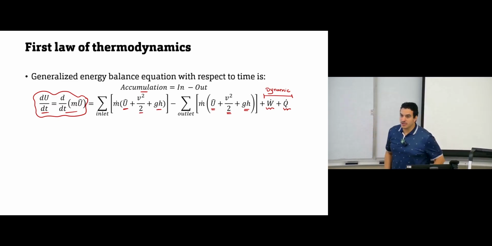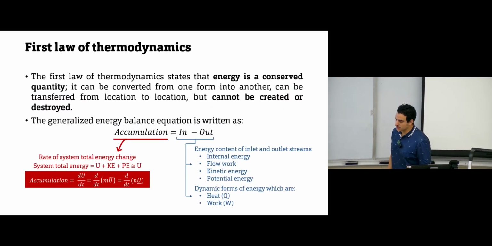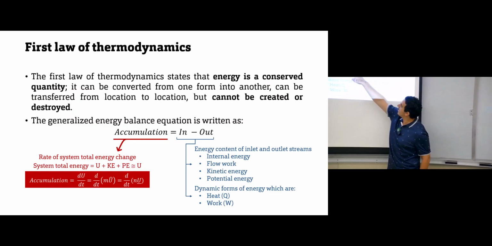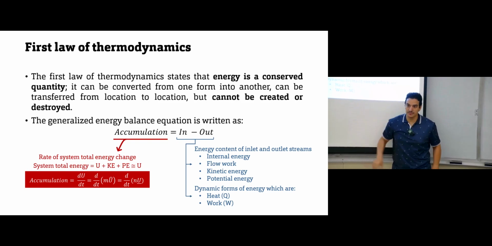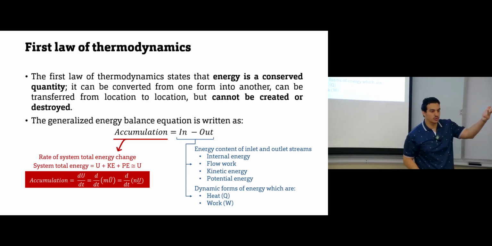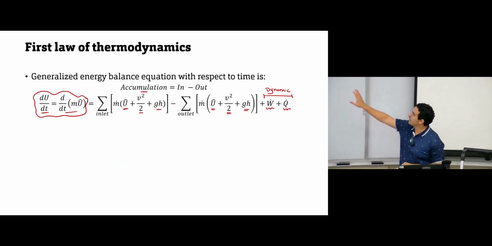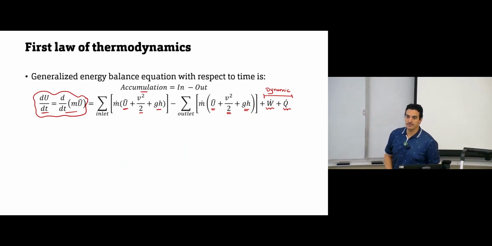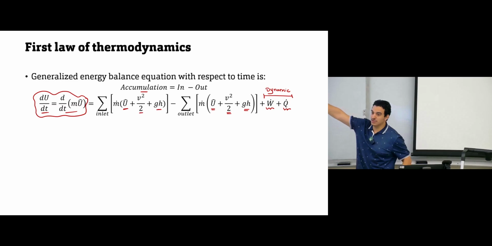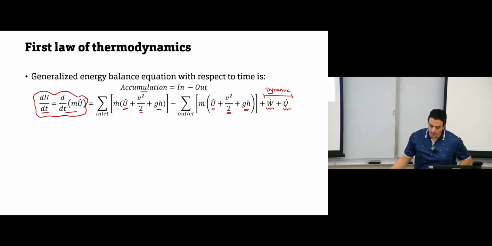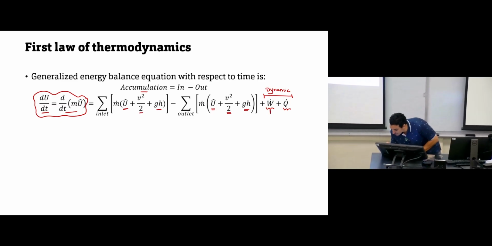We are missing one thing here. If you remember, let's get back to this slide. For the inlet and outlet streams, we have four terms we should consider: internal, kinetic, potential, flow work, correct? Here, if we get back to this equation, for the inlet and outlet, how many terms are we considering? Three: internal, potential, kinetic. So we are missing flow work, right? This term will not appear with the inlet and outlet, but this doesn't mean it will not be considered. It will be considered with the work term.